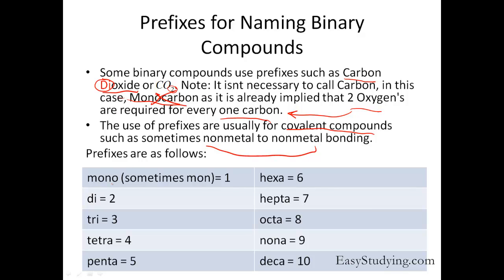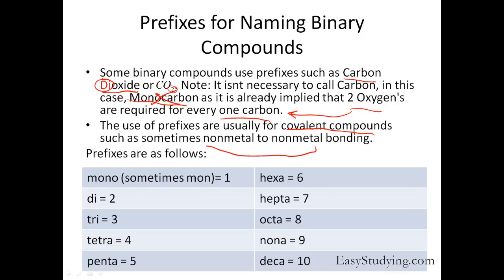I did include the prefixes down here. As we see here, mono means 1, so 1 atom, and sometimes we use the prefix mon, such as monoxide, if you ever heard of monoxide, such as carbon monoxide. We don't call it monooxide, we remove the extra vowel and just call it monoxide. And then we go down in a simple chart. So we have di, which is 2, tri, which is 3, tetra, which is 4, penta, which is 5, hexa, which is 6, hepta, which is 7, octa, which is 8, nona, which is 9, and deca, which is 10.